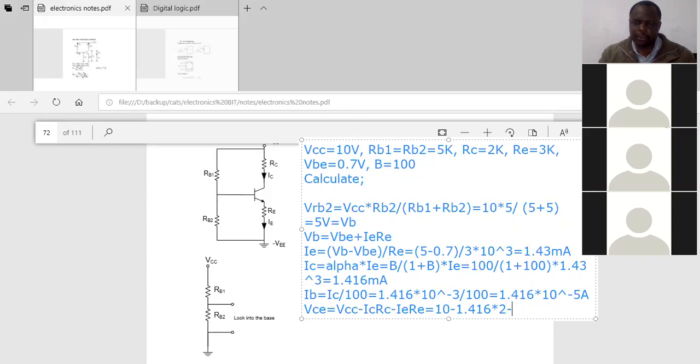Then you are left with IE, which is 1.43, and we multiply by RE, which is 3K. So the powers cancel out and you're left with these values. So effectively what do you get? When you multiply them and subtract, this times 1.4, 9. Get it? What do you have?